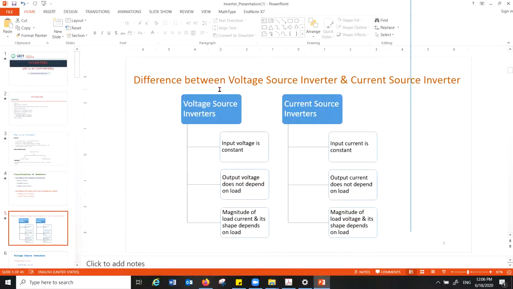Difference between the voltage source and current source inverter. In the voltage source inverter, input voltage is constant, output voltage doesn't depend on the load. Magnitude of load current and shape depends on the load. This is the property of voltage source inverters. How about current source? Input current is constant and output current doesn't depend on the load. And magnitude of load voltage and its shape depends on the load. As far as you can see, in the case of voltage source, load current magnitude and shape depends on the load, and in the current source inverter case, the voltage of the load depends on the load.